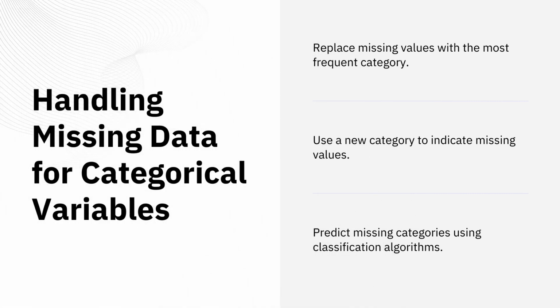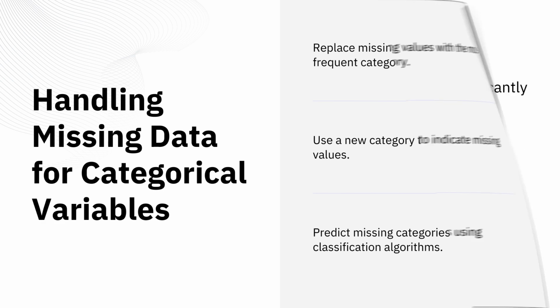For categorical data, the most common approach is to replace missing values with the most frequent category. Alternatively, you can introduce a new category to represent missing data or predict missing categories using classification algorithms.